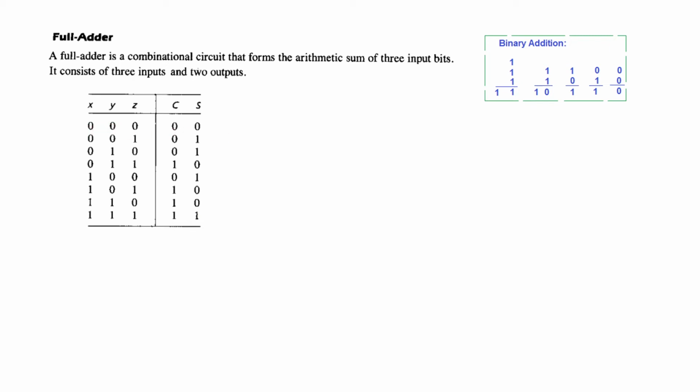So 0, 0, 0 added becomes 0, 0, 0, 1 will give you 1, 0, 1, 0 will give you 1. Now here there are 2 ones added, so 2 ones means 1 carry, so 1 carry and the sum is 0. And similarly here, 2 ones, so again we get a carry and 0, and 3 ones we get 1 and 1 as we had shown here. So this is the truth table for the full adder.